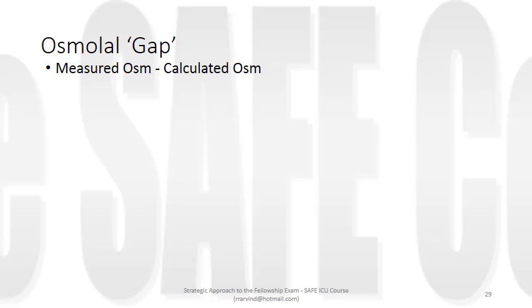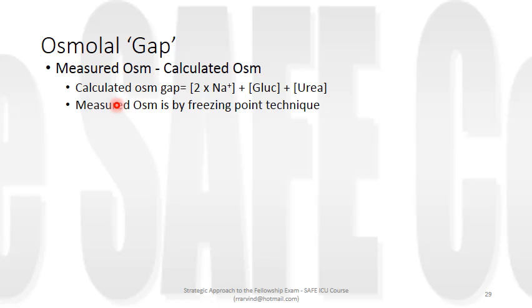The osmolar gap is nothing but the measured osmolality minus the calculated osmolality. So what's the big difference? What is the calculated osmolality? All of us know that you can calculate the osmolality by sodium, glucose, and urea. These are the main osmoles floating around in the blood. However, when you send the blood to the lab for measuring the osmolality, they will give you an osmolality based on the freezing point technique. They don't really look at any of these things. They just tell you what the osmolality is. They can actually measure it accurately.